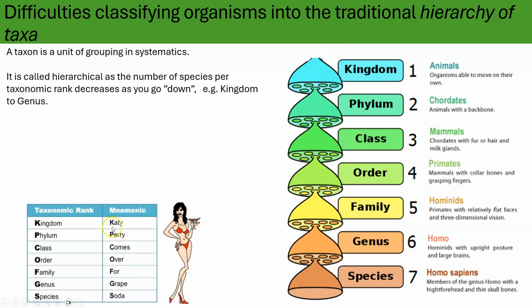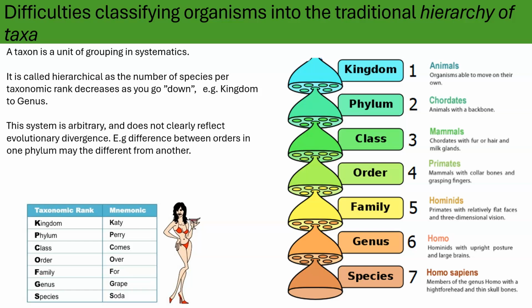Knowing the order of these, remember we had this mnemonic that we already brought up. "Katy Perry comes over for..." and you said other words for GNS. "Grape soda" is what BioNinja suggests. Maybe that's more classroom friendly.